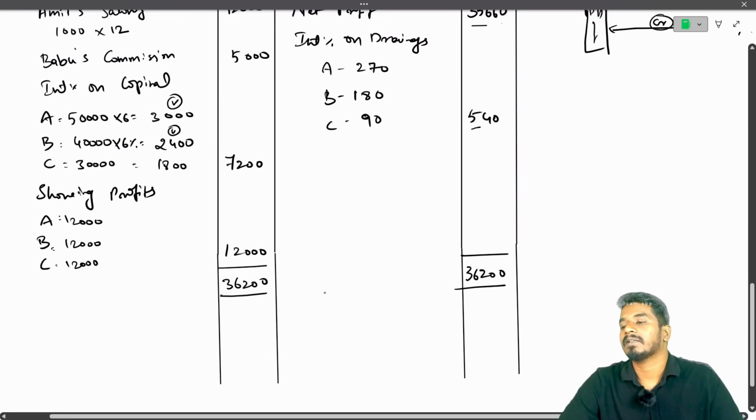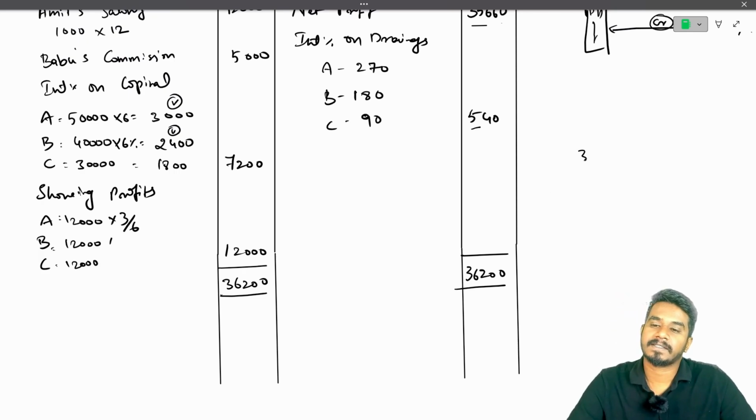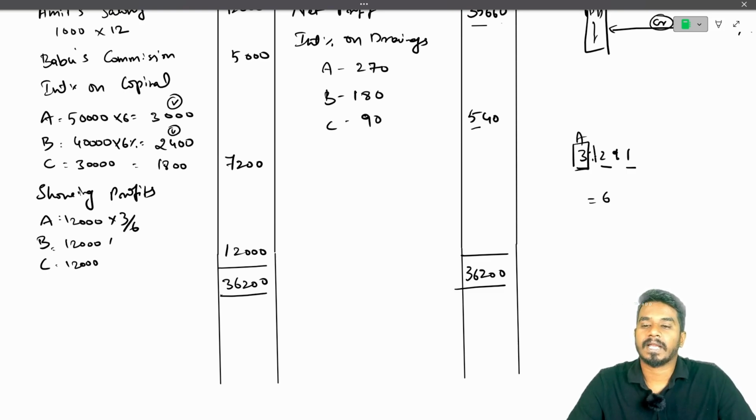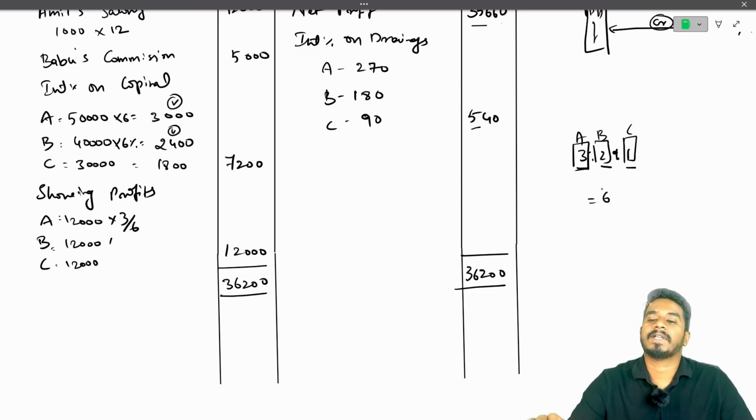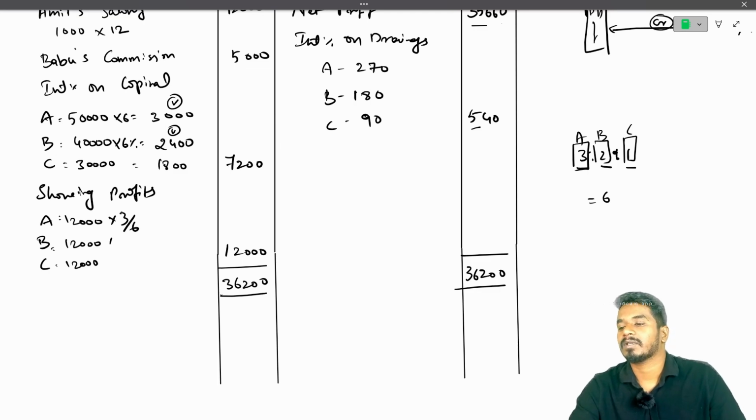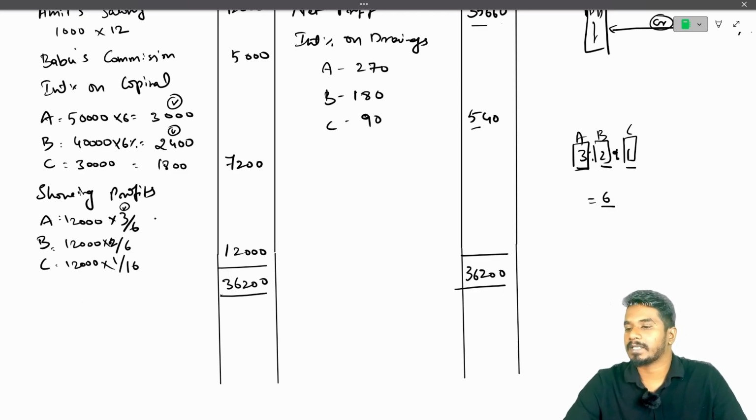So how can we calculate? 3 for A, we know that 3 divided by 6, that is 3 is to 2 is to 1, correct? So 3 plus 2 plus 1, that is total 6. So this is for A, this is for B, and this is for C. If we need to divide the profit for A, what is the ratio of A? 3. What is the total? 6. Like that, 2 divided by 6 for B and 1 divided by 6 for C. So are you able to understand this?